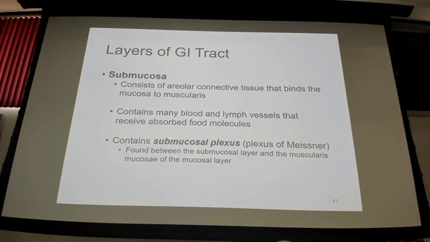Submucosa. So we're going in. We had serosa and adventitia, then we had muscularis, now we're at submucosa. Mostly connective tissue here.